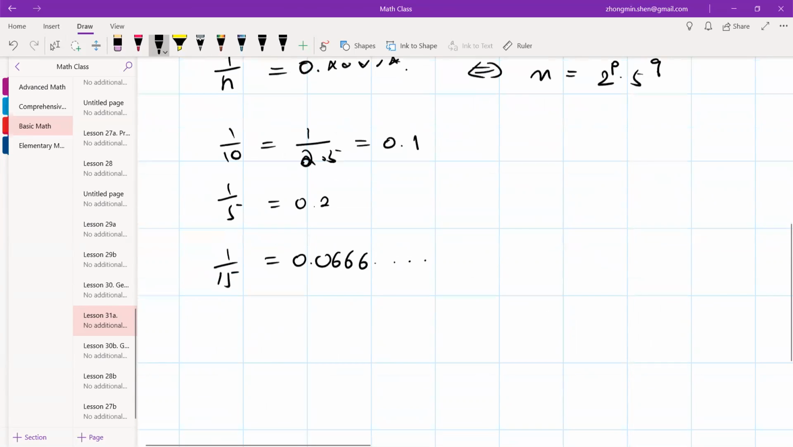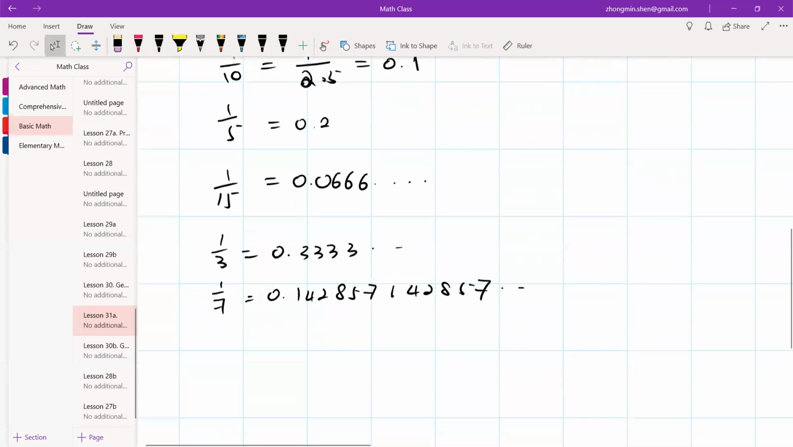So let's list all of them. 1 over 3 is going to be 0.3333. The next one is already 1 over 7, which we already got, and this is a surprise: 142857, 142857. Let's look at the next one. I'm not going to use the prime numbers only. Okay, 1 over the next prime number is going to be 11.